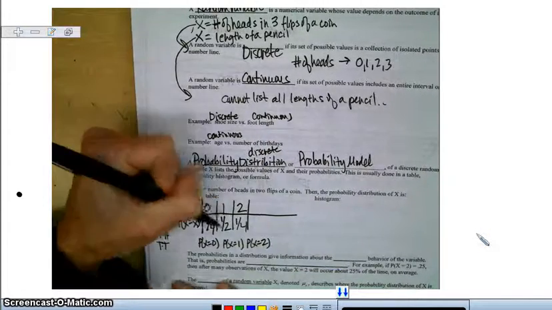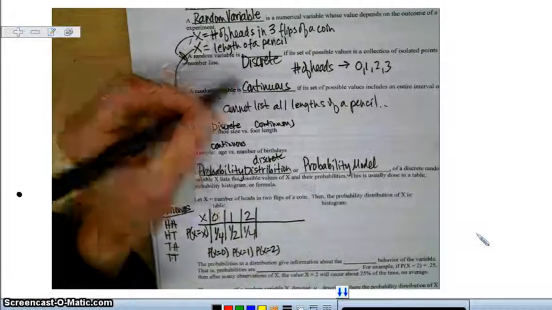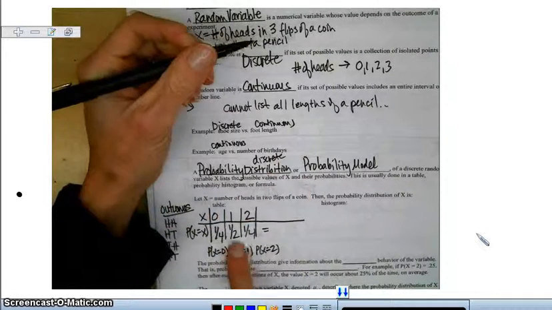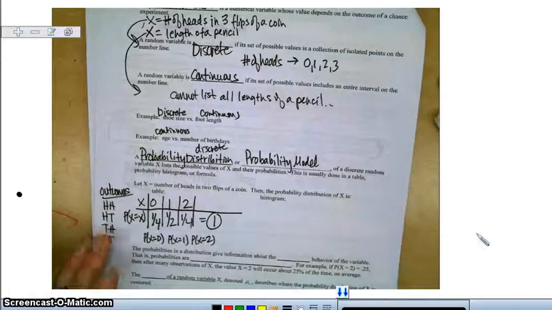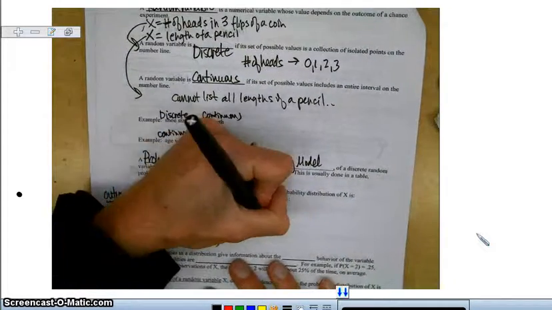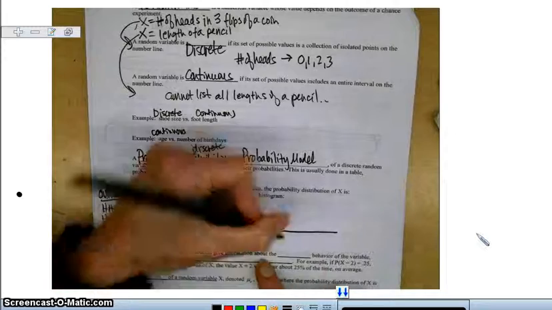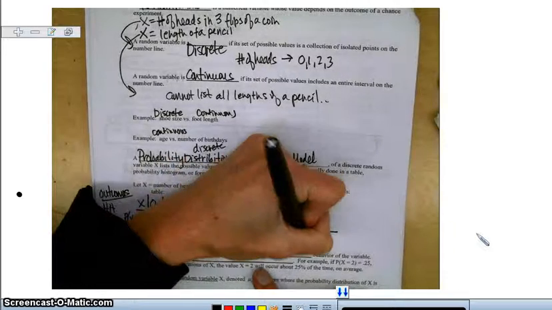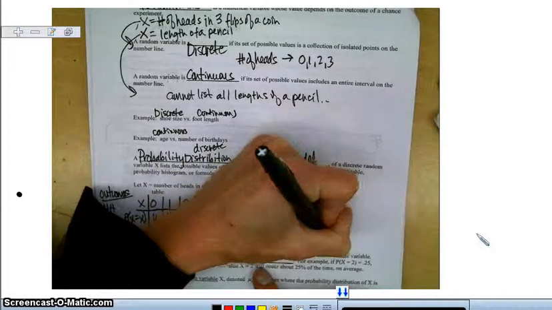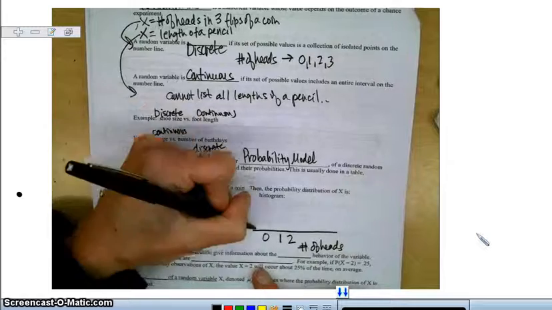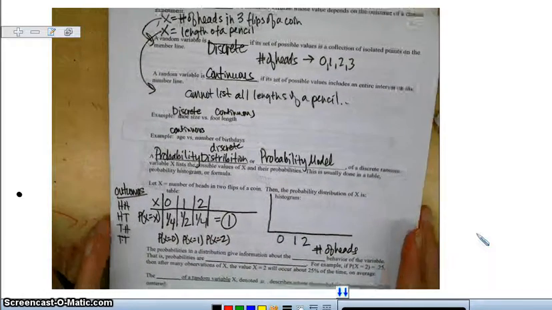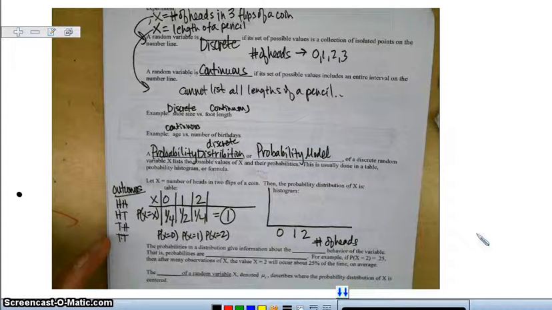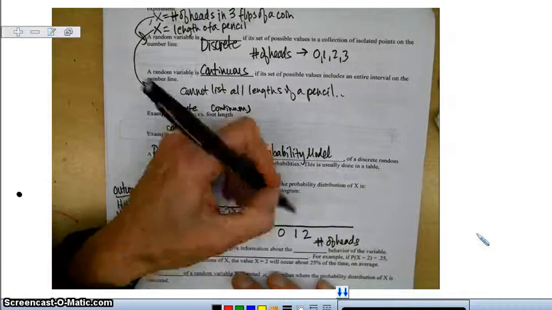All right, so this is our probability distribution. The probabilities should all add up to 1, so 1/4 plus 1/2 plus 1/4 is 1. So this is correct. Now what does our histogram look like? A histogram, let's see, what falls in 0, 1, and 2? This is the number of heads. I don't know if this is the best way to do this graph here, so we'll skip the histogram for now.